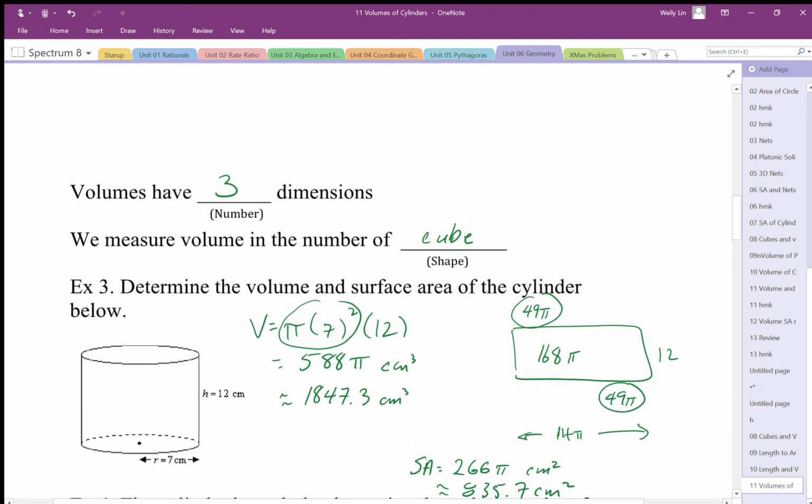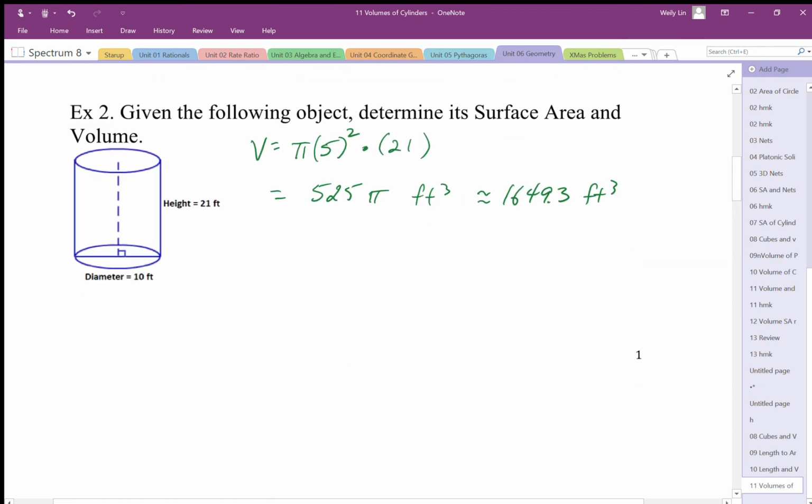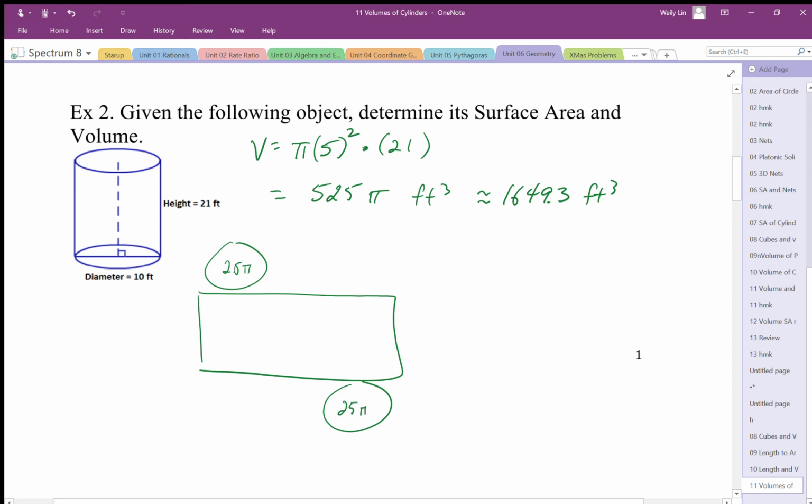Okay, and I think I forgot to get the surface area for this problem here, so let's work on that. Go back to that one. So there's our two circles. There's 25 pi for each circle. The circumference is going to be 10 pi, and the height of this is 21. So we get 210 pi for the rectangle. So our surface area here works out to be 25 plus 25 is 50, plus 210 is 260 pi.